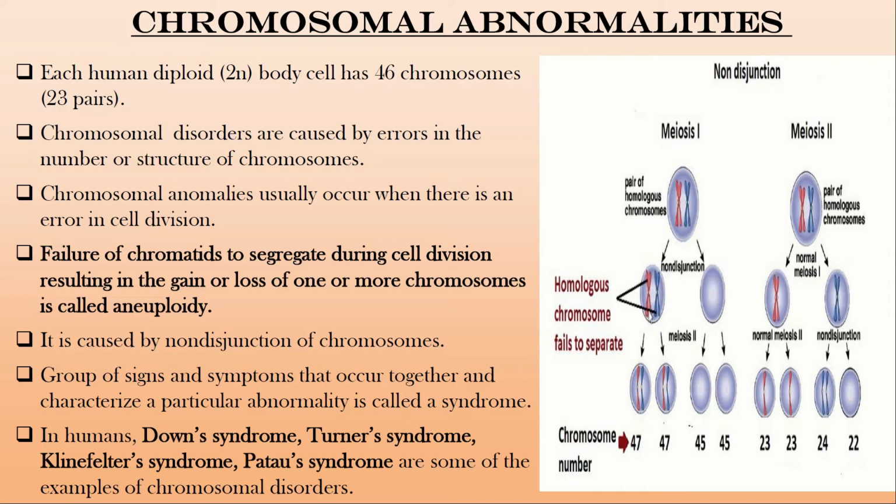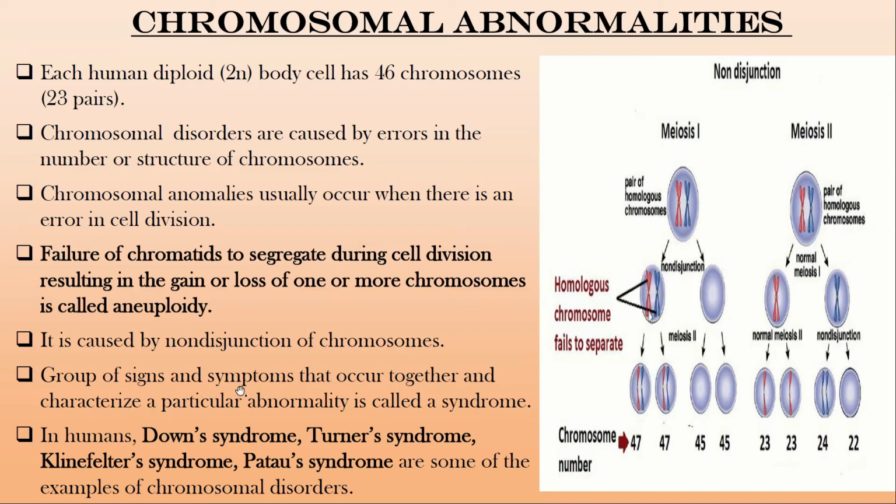So the definition for aneuploidy is very important. Failure of the chromatids to segregate during the cell division resulting in the gain or loss of one or more chromosomes is called aneuploidy. And this is caused by the non-disjunction of the chromosome. Chromosomes will not separate properly.